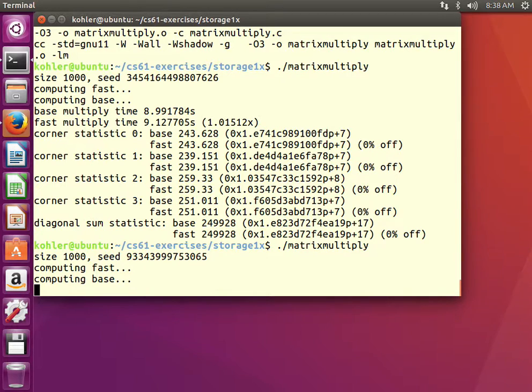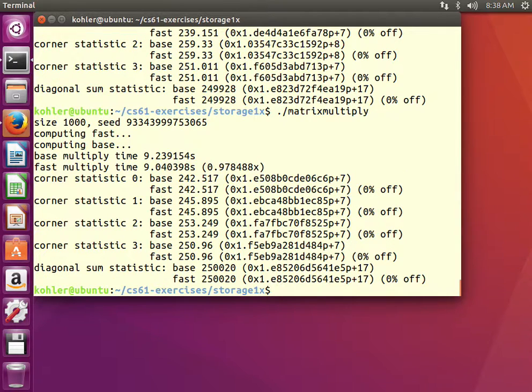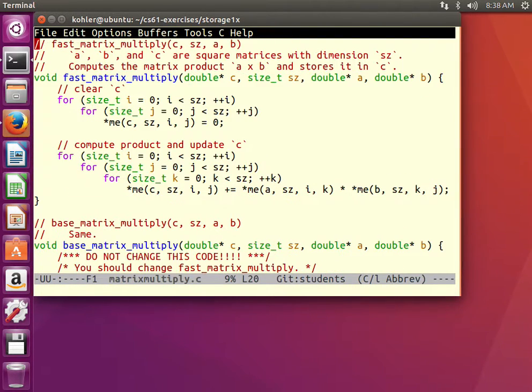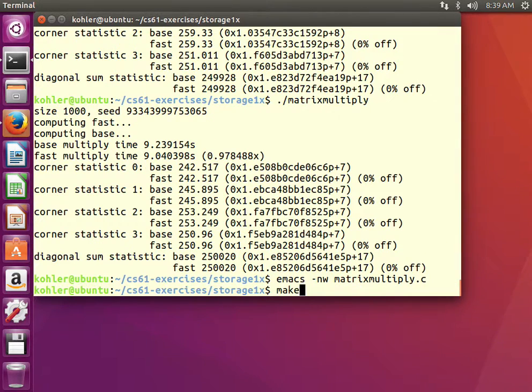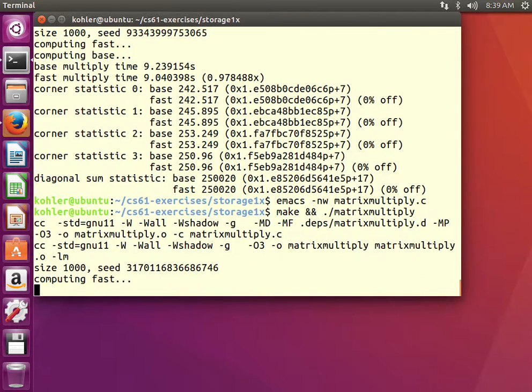So, let's just solve this problem as quickly as we can. We'll load up the fast matrix multiply function and then just move one line of code, maybe one line up. So rather than iterate over the matrix in order i, j, k, we iterate in the order i, k, j. Make and run matrix multiply.